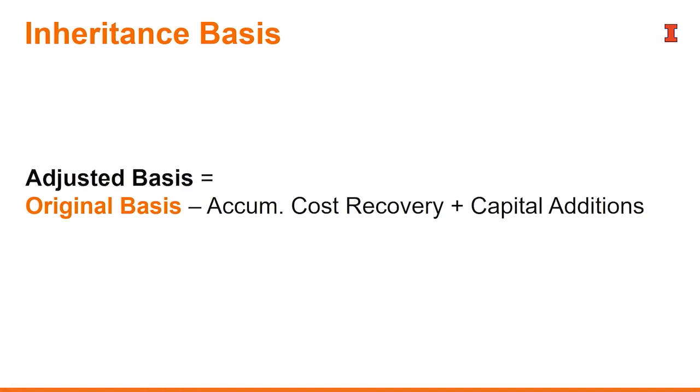In this video, we will continue looking at adjusted basis. Recall that adjusted basis is calculated as the original basis minus accumulated cost recovery, for example, accumulated depreciation, plus capital additions. And we need to know how to calculate adjusted basis in order to compare it to the amount realized upon the sale, disposition, or exchange of an asset, so that we can figure out a realized gain or loss.